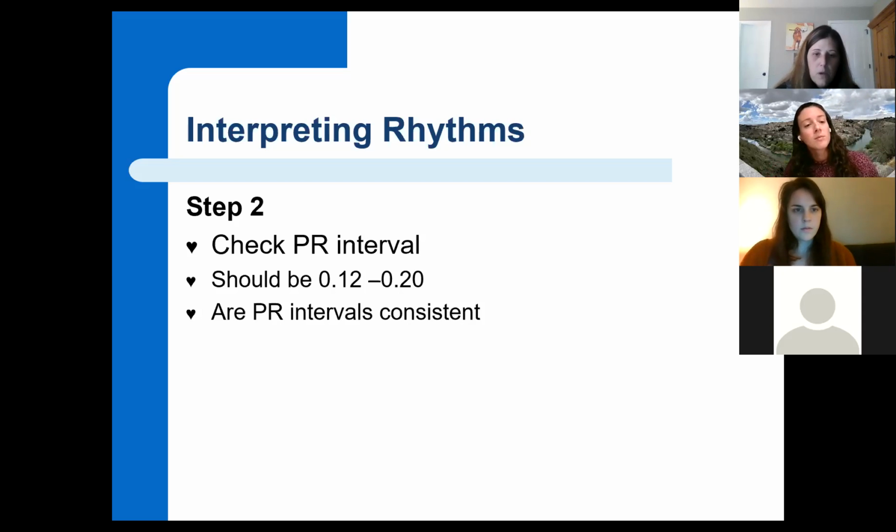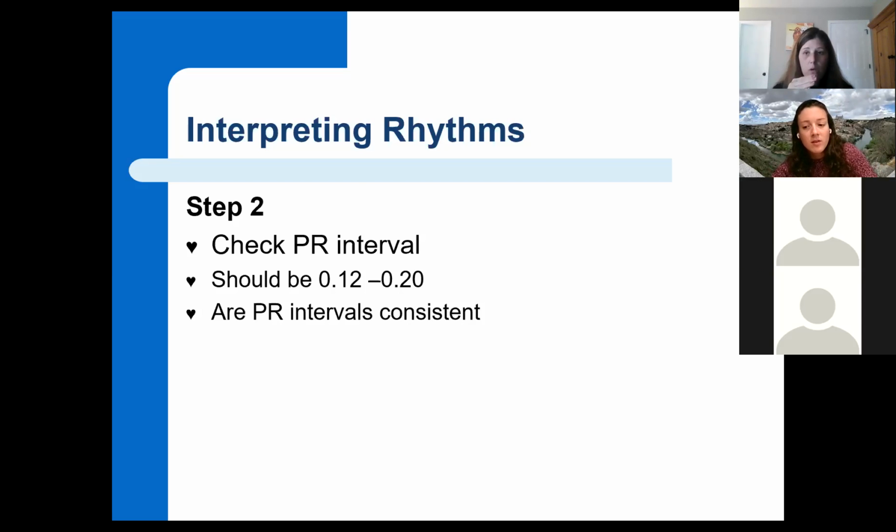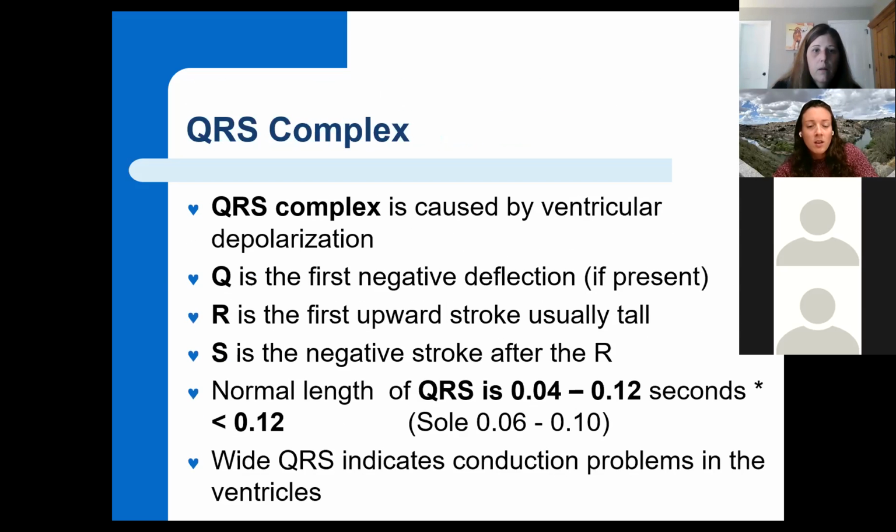But the PR interval, basically, it's going to represent the time that it takes the electrical impulse to be conducted from the atria through the AV node and the impulse to begin in the ventricular depolarization. So it's measured from the beginning of the P wave, we can look at that again on the line, to the next deflection from the baseline. So we saw the Q on one of those previous slides start to go down.